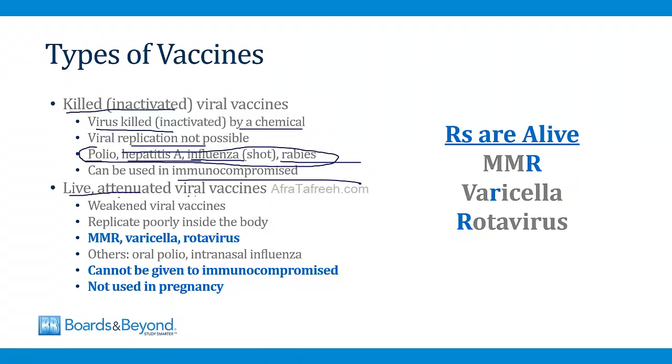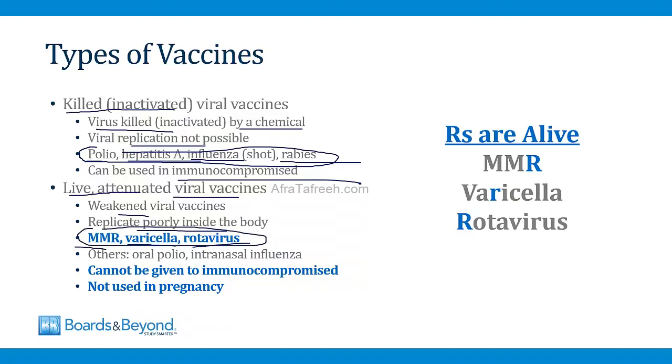In contrast, live attenuated viral vaccines contain weakened viral particles. They replicate inside the body, but they do so poorly. The idea here is that you want them to replicate a little bit to generate an immune response, but not so much that they cause symptoms of infection. The three major live attenuated viral vaccines are the MMR vaccine, the varicella vaccine, and the rotavirus vaccine. We'll talk about all of these later in this video.